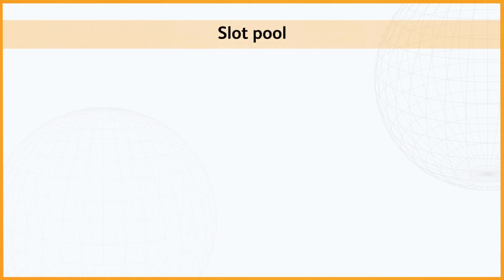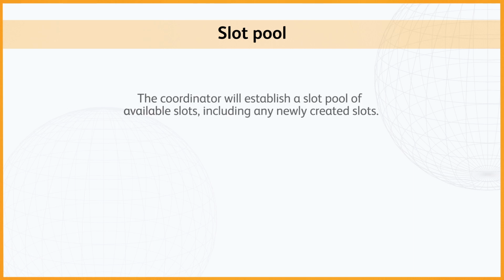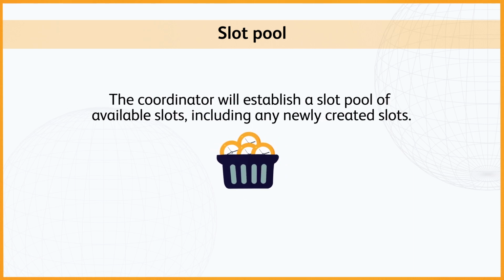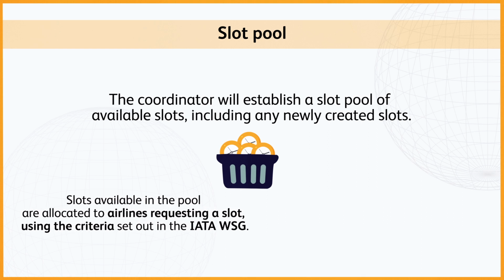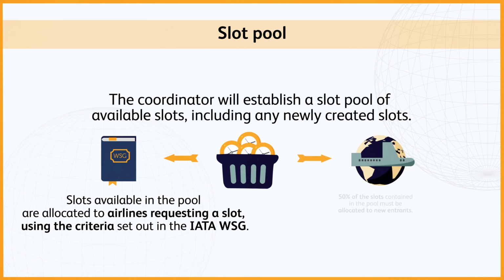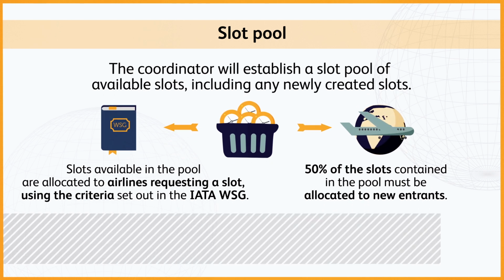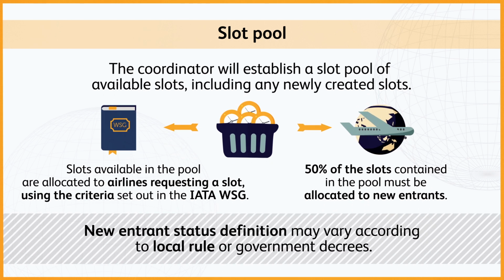Once historic slots and changes to historic slots have been allocated, the coordinator will establish a slot pool of available slots, including any newly created slots. Slots available in the pool are allocated to airlines requesting a slot, using the criteria set out in the IATA WSG. 50% of the slots contained in the pool must be allocated to new entrants. New entrant status definition may vary according to local rule or government decrees.